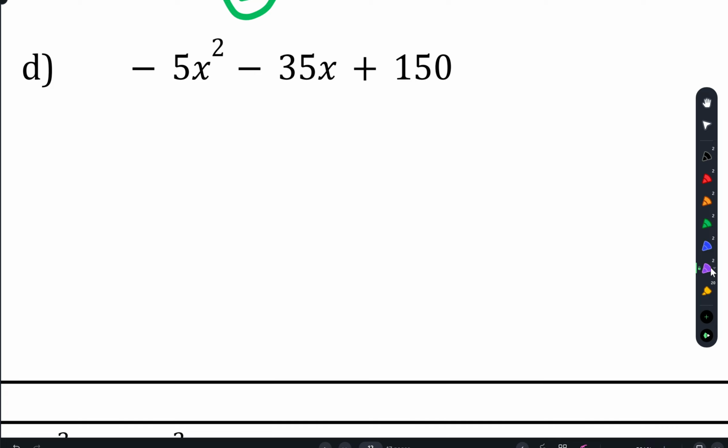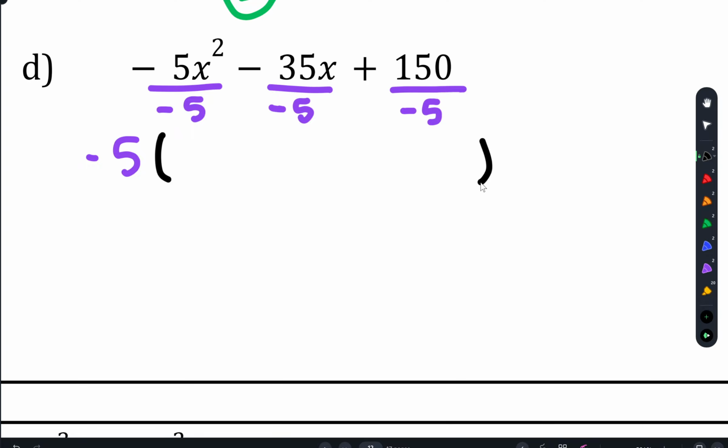Jaden? Negative 5. I cannot take an x out of this, so don't try to take an x out. The thing is, I can't take an x out of this 150. There's no x to begin with. I can't take an x out. Then, what do I get as my leftovers when I do this division, when I take out my negative 5? What's left over? Chaz? Okay.